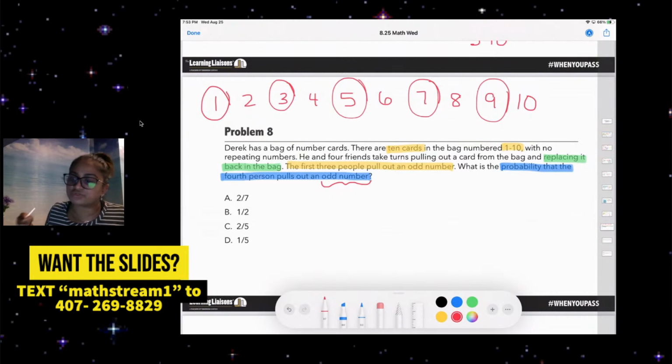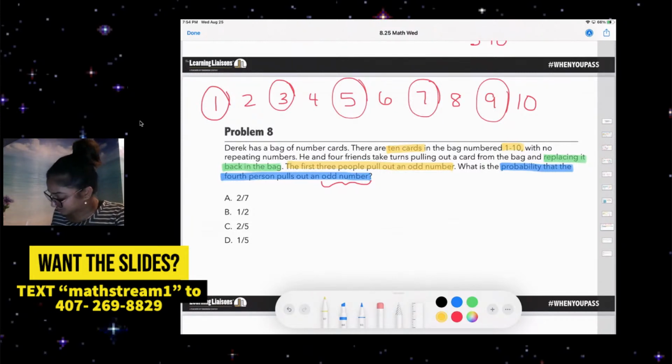Odd numbers are numbers where it's not evenly divisible by 2. So if I took 1 slice of pizza and I tried to split it between 2 people, you wouldn't get a whole number. You would get half a slice of pizza. Where if I had 2 slices of pizza and I split it between 2 people, everybody gets 1 whole slice of pizza. So it's a whole number compared to a part, a fraction, or a decimal. That's what an odd number really is. So when we look at our odd numbers, we have 1, 3, 5, 7, and 9.